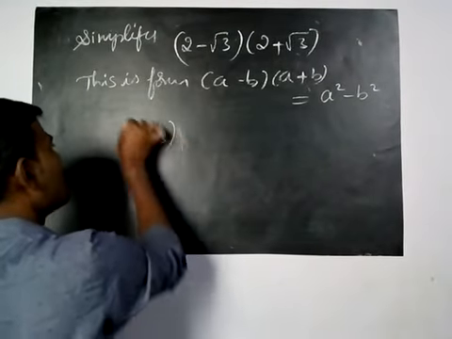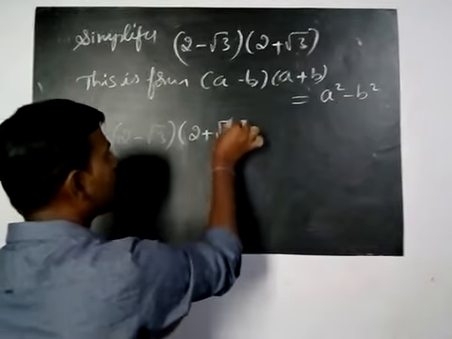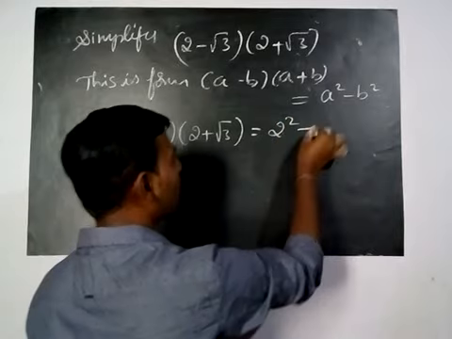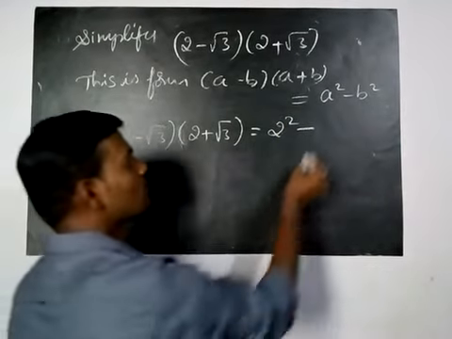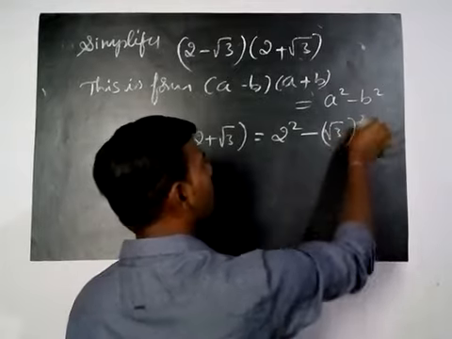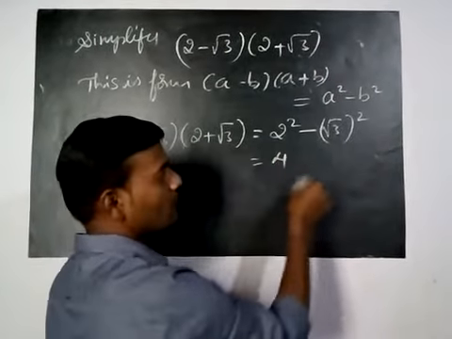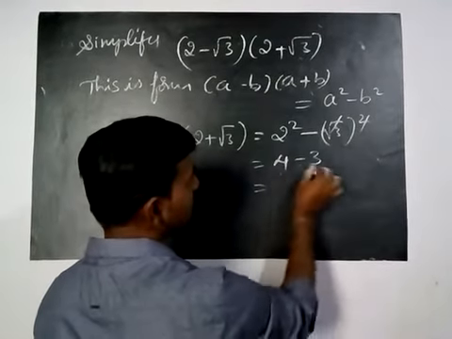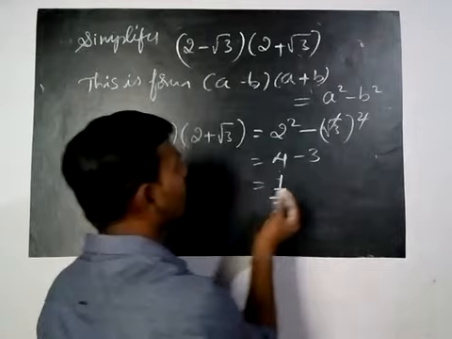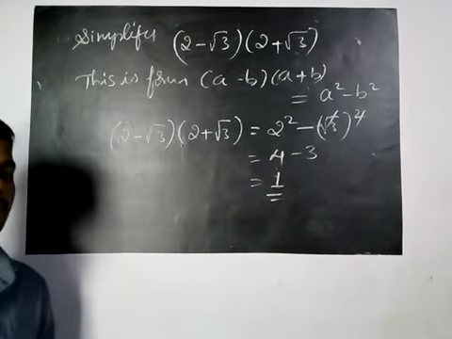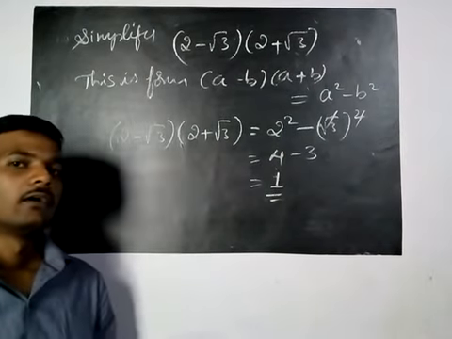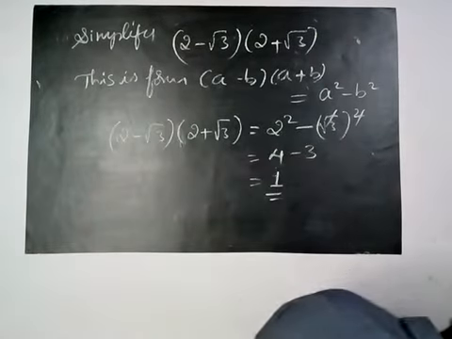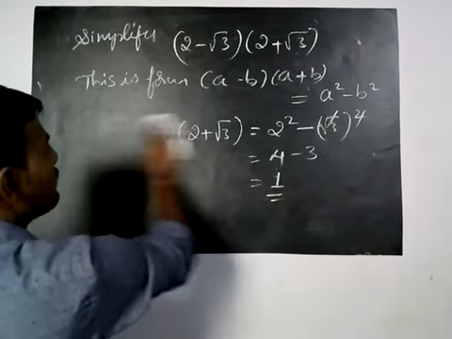2 minus root 3 into 2 plus root 3. In the place of a, 2 is there, so that is 2 square minus, in the place of b, root 3 is there, root 3 whole square. 2 square means 4. The square and root cancel, becomes minus 3. That means 4 minus 3 is 1. Like this, you are going to simplify the irrational numbers, or real numbers. Okay, let me have one more example.